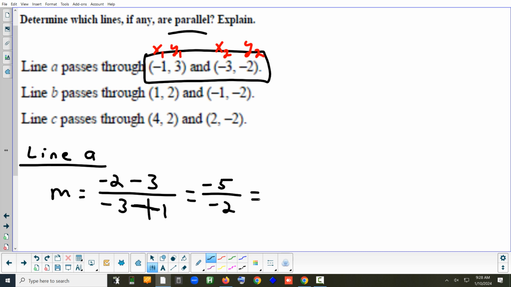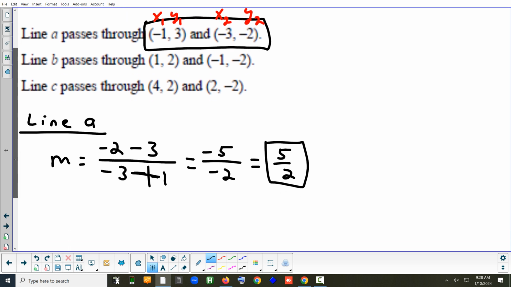So when I simplify that as much as I can, what's the slope of line A? You can leave it as a fraction, but just simplify what you can. Well, it's negative 5 divided by negative 2. So what's a negative divided by a negative? Positive. Okay. That's the slope of line A. Do we know if it's parallel to line B or C? No. Not yet. What do we still have to find? The slope of B and C. Yeah, we still got to find the slope of B and C before we can answer that question.